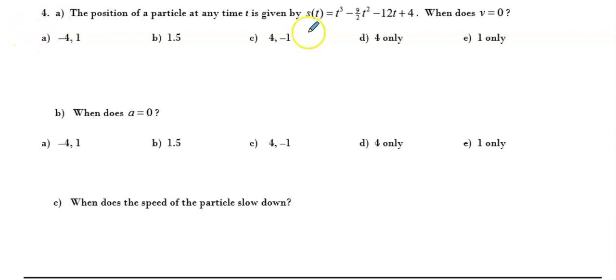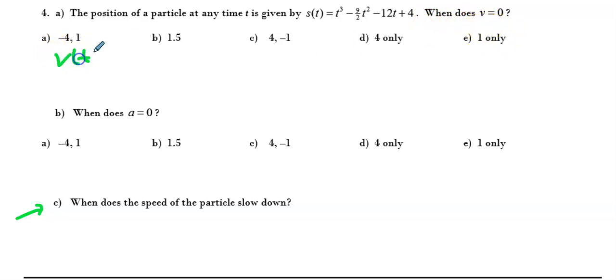Okay, so let's look at question number 4. Question number 4 has 3 parts to it, and I really just care about part C, but you need to answer A and B to actually solve C, so we're going to do this very quickly. It says the position of the particle is given by this cubic function. When does V equal 0? So when is velocity equal to 0?